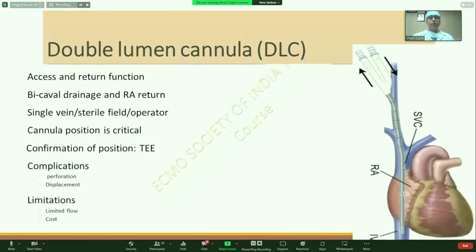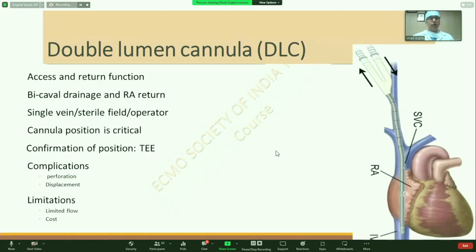recirculation. Coming to the double lumen cannula, here a single vein is used, the right internal jugular vein, which functions as both access and return. You can see this is the access cannula and this is the return cannula. So basically there is a bicaval drainage and the return to the right atrium. But what is important, the cannula position is very critical, because your access cannula port should be in the IVC, and SVC drainage should be appropriate, and your return cannula should be positioned in a manner that it is directed towards the tricuspid valve.